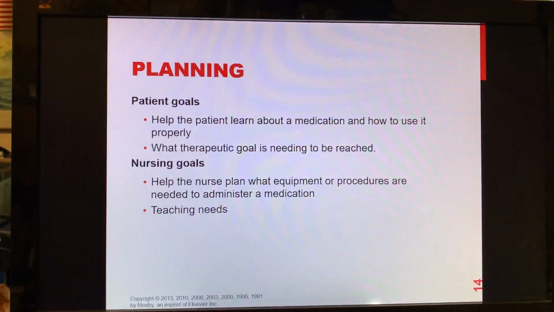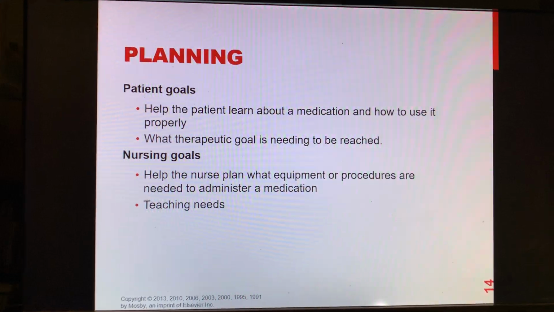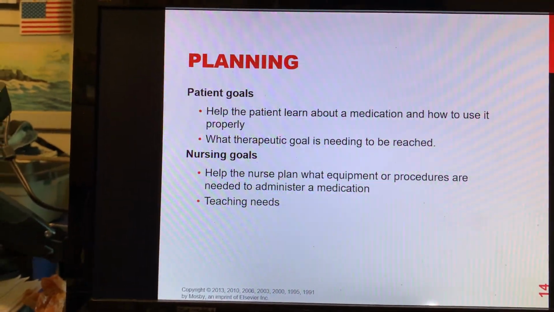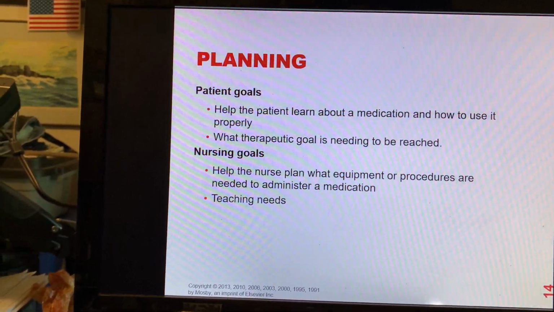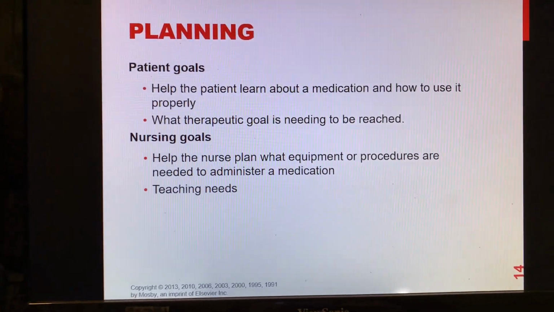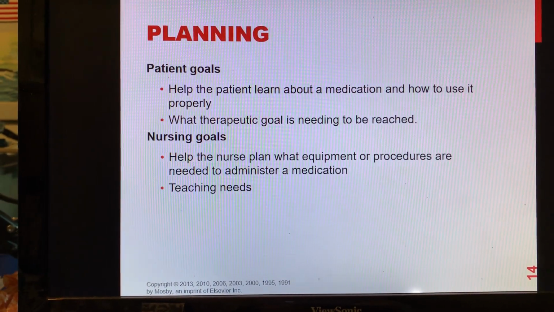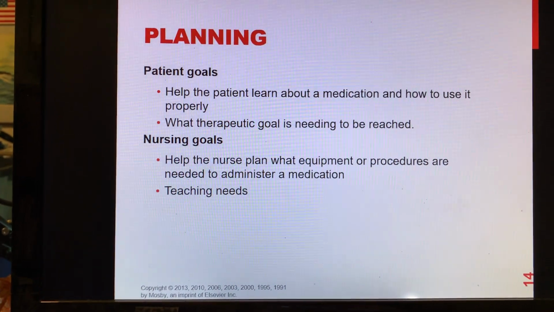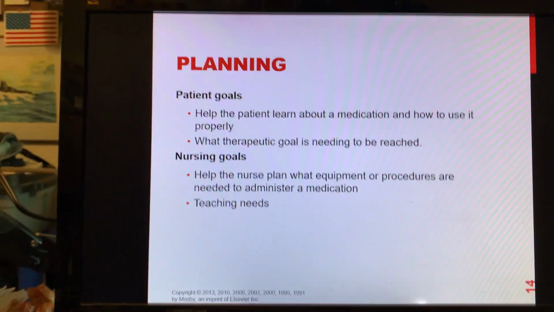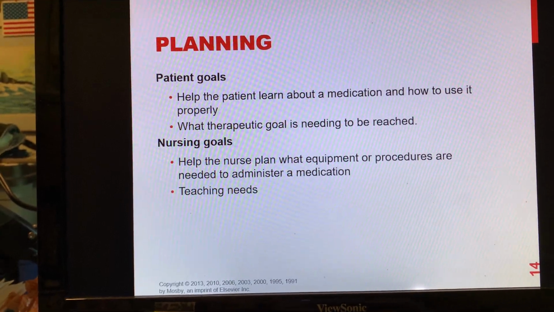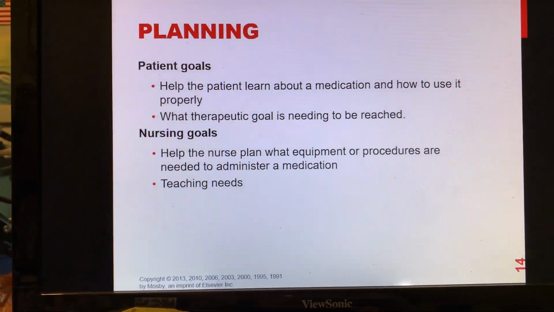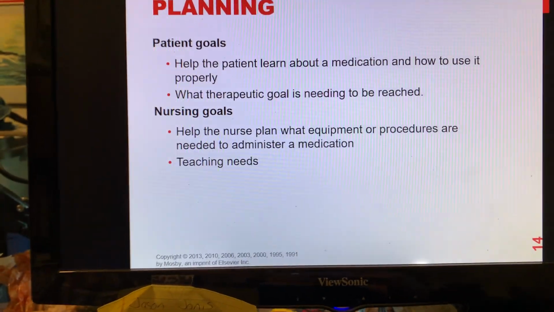Once you've figured out a nursing diagnosis, then you make a plan to help the patient reach the goals that have been decided on. You're going to come up with patient goals that maybe help the patient learn about their medication, how to take it properly. And you want a therapeutic goal that's needing to be reached. So perhaps your initial goal: patient will be able to check his own blood sugar by discharge date.